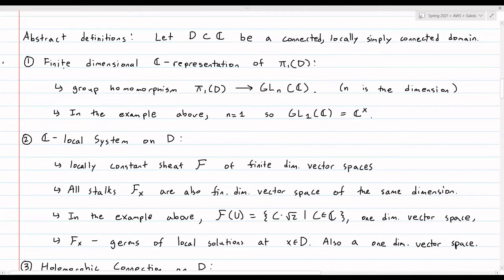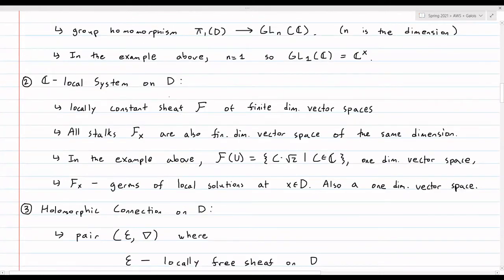Okay, so a finite dimensional complex representation of pi1 of D is just going to be a group homomorphism from the fundamental group to GL_n(C). This is a group of n by n matrices. N is the dimension, the size of the matrices. So in the example above, n is equal to 1. GL_1(C) is the multiplicative complex numbers. Okay, so now reviewing the definition of complex local system on D.